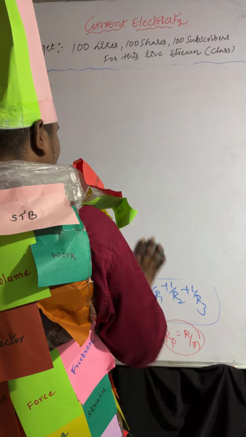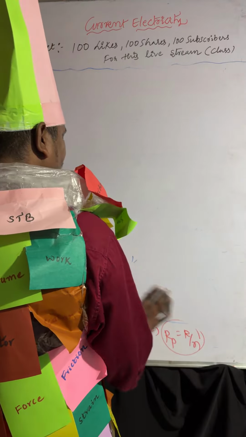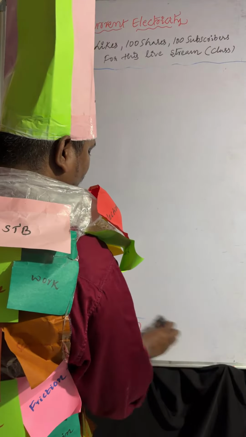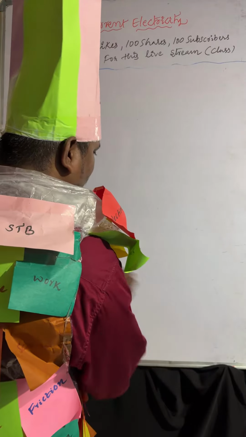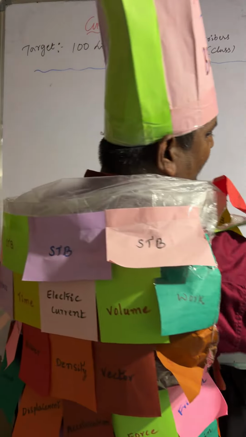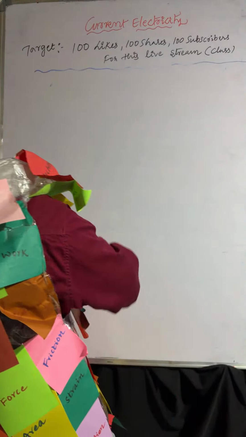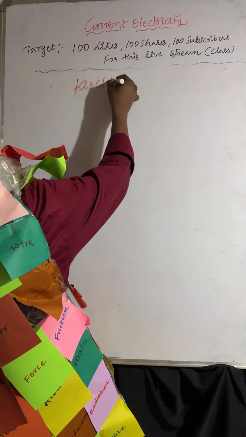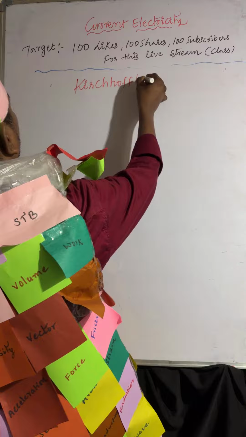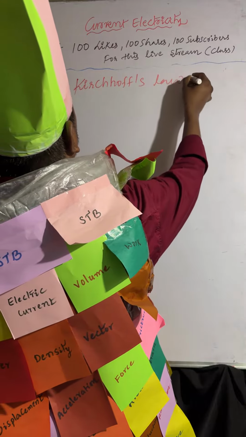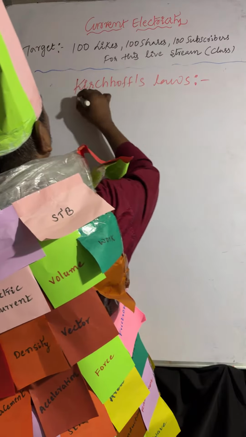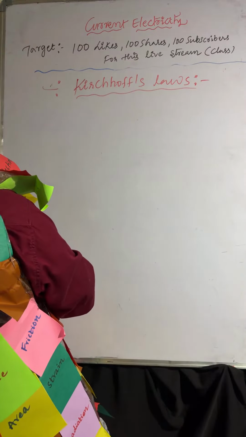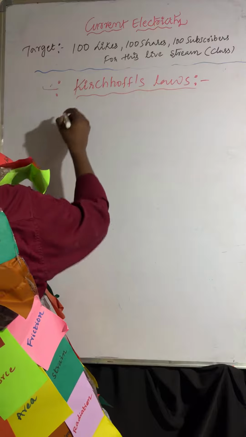So we'll see. One is junction law, another one is loop law. So Kirchhoff laws. First one is junction law.